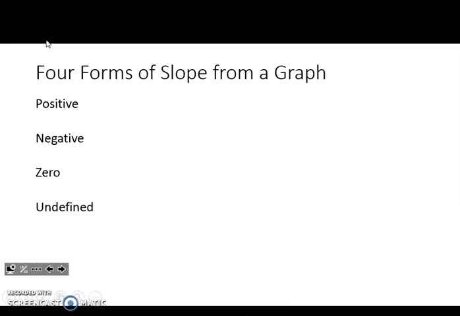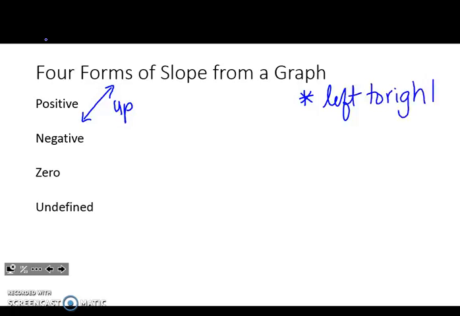So then we talked about the four forms of slope on a graph. We said that a positive slope is going to be a slope that is going up. And remember, we said that this is when we move left to right on a graph. So a negative slope is one that goes downhill. A zero slope is a slope that doesn't rise or fall at all. So, it is perfectly flat. It's a perfectly horizontal line.